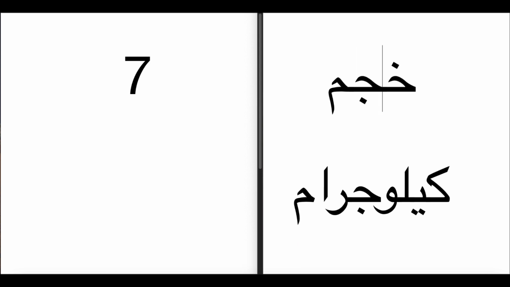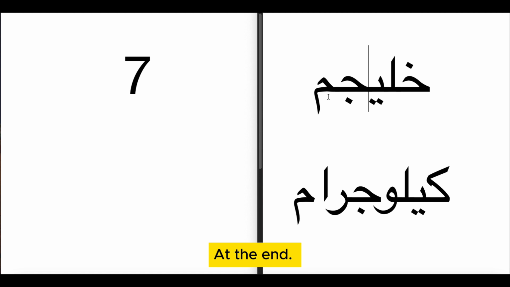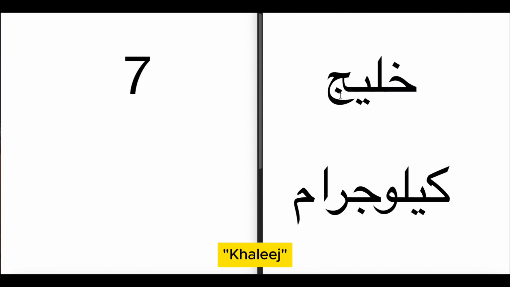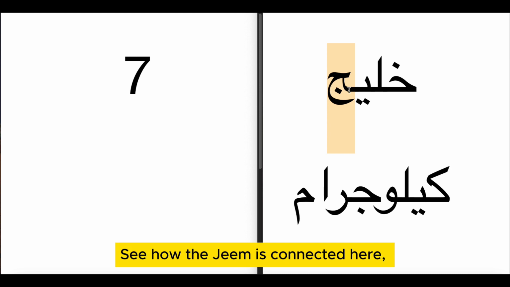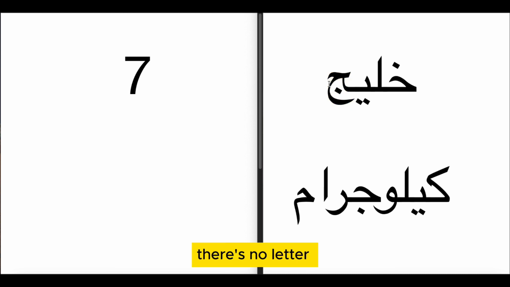And here's at the end, Khalij, which means bay or gulf. See how the Jeem is connected here? Since there's no letter after it, since it's the last letter of the word, the arm or the tail is still dangling down, because there's no other letter to connect with. Okay? Just to give you an idea about how letters connect to each other. This is going to be a detailed video, okay?